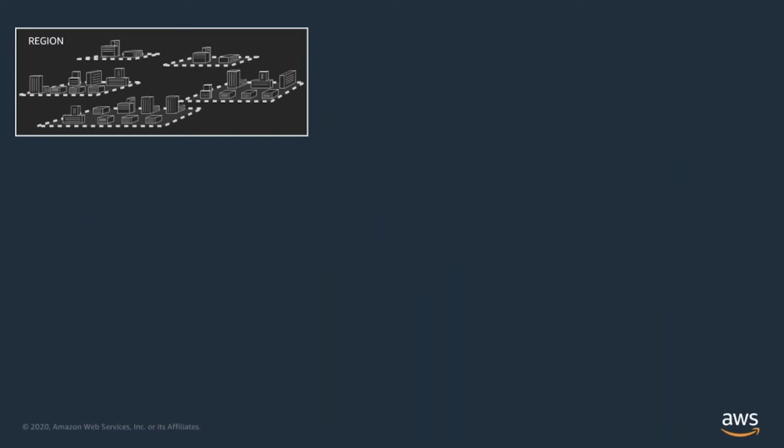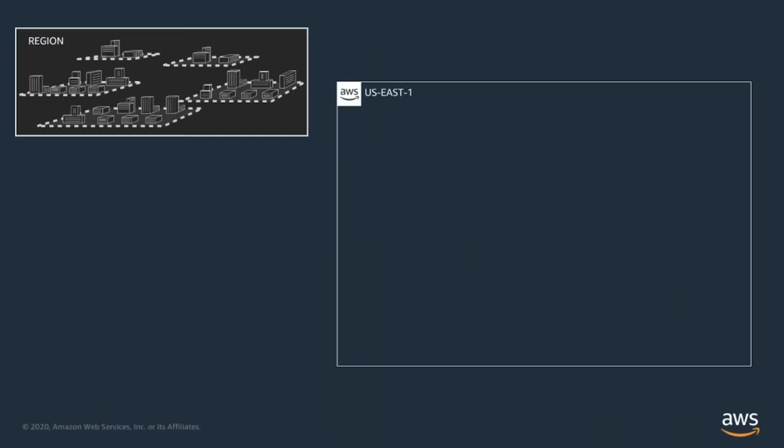So we spoke about regions, right? These are geographical areas where we cluster our data centers. On the right, we have a logical diagram that represents a region. You will see such representations in our architecture diagrams, in our documentations. The region here is identified as US East 1. This basically says that the region is located in the United States. It's on the East Coast, and it's region number 1 on the East Coast.